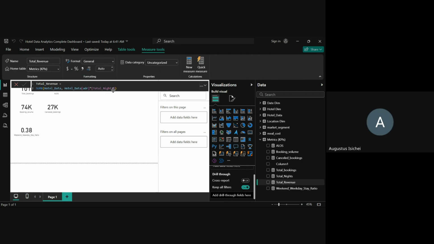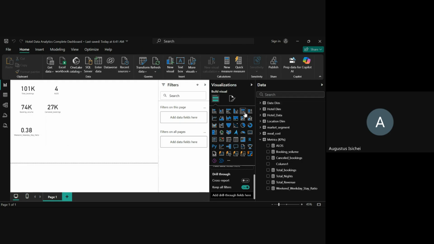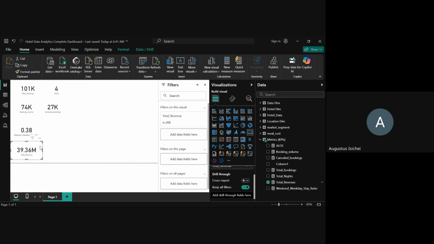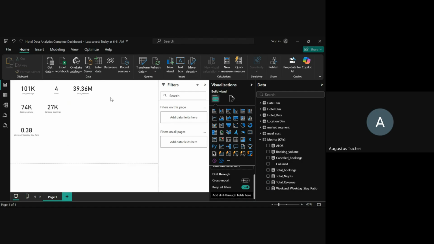Because total revenue is actually part of the metrics that we hope to calculate. So we've gotten total revenue. Let's see what the total revenue looks like. I will visualize that on a card, and let's see the total revenue. So total revenue is around 39.36 million. That is the total revenue generated from this business, 39.36 million, for the entire period.